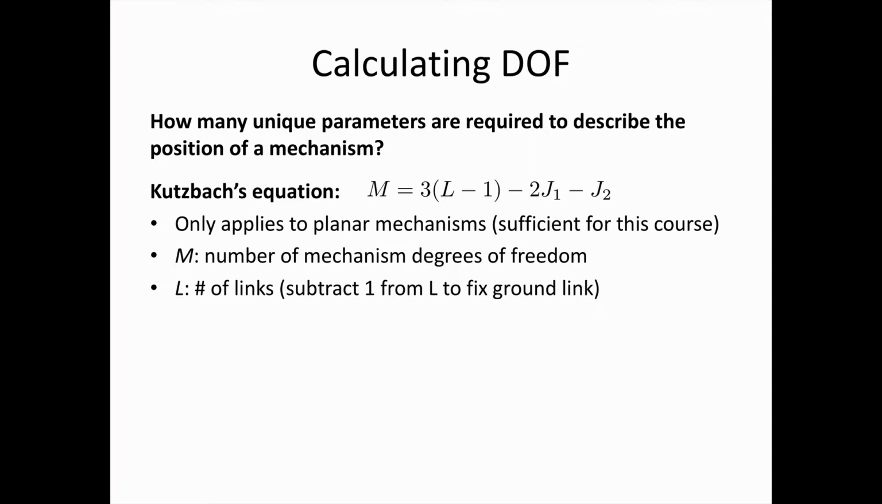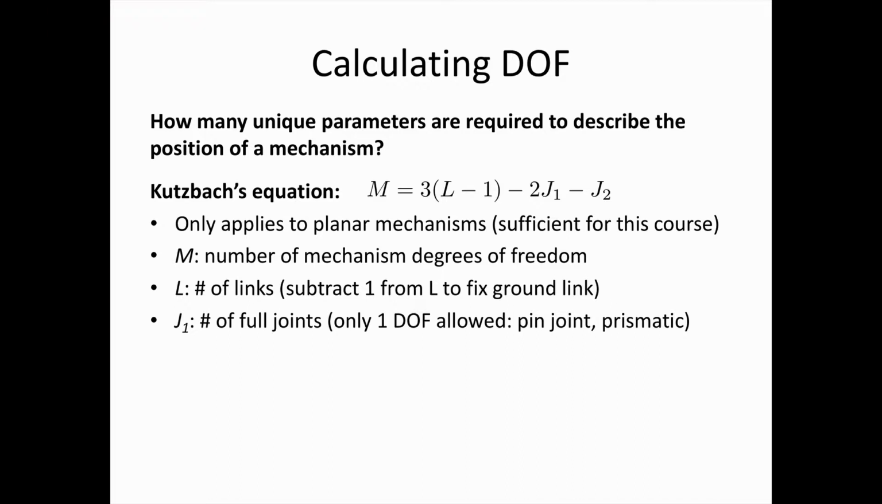And if you see in the equation, we subtract 1 from L. That's because we assume with a mechanism, one of those links is the ground. Now remember, the difference between a kinematic chain and a mechanism is that one of the links is grounded. So pay attention to this, in that you have to remember to count the ground when you are determining what L is.